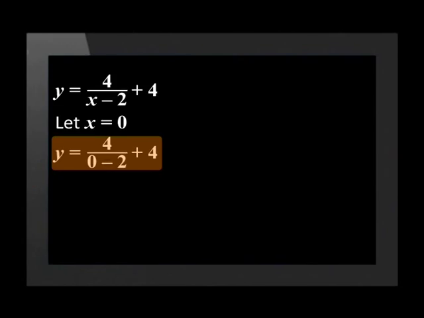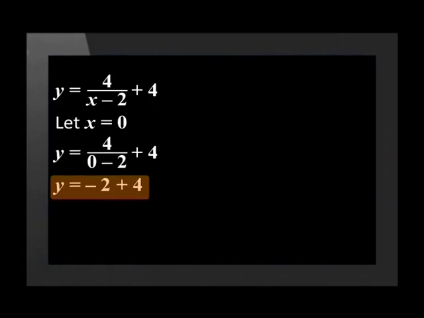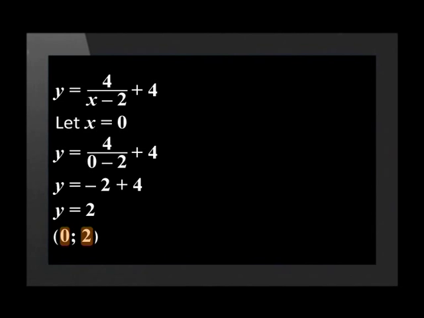We now need to find the y-intercept by making x equal to 0. Y equals 4 over 0 minus 2 plus 4. Simplify this to get y equals negative 2 plus 4, which means y has a value of 2. This means that the y-intercept is 0, 2. Let's gather all the information, plot it onto a set of axes, and draw the graph.